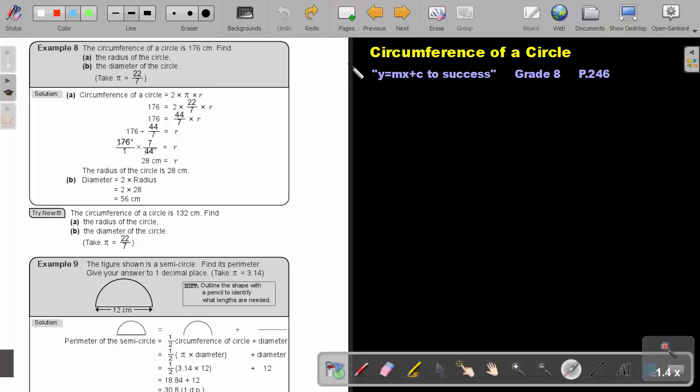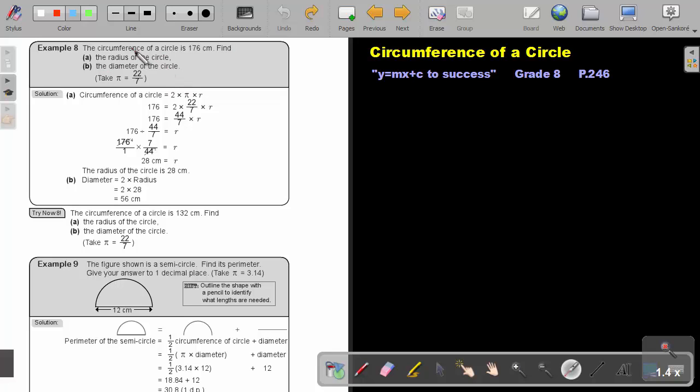Part 5. We're going to continue with the circumference of a circle. You will find this on page 246 in the Namibian Mathematics Grade 8 textbook, y equals mx plus c to success. The circumference of a circle. The circumference of a circle is 176 centimeters. Find the radius of the circle and the diameter of the circle.